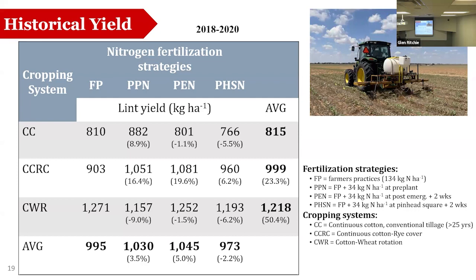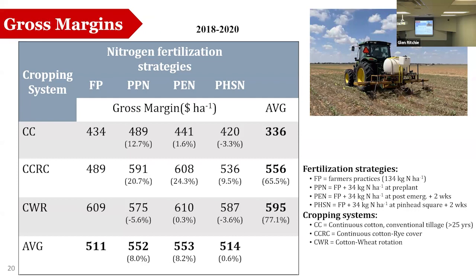from a farmer's perspective. And then if we look at the gross margins, we see a similar trend where in the rye system, we're getting about an extra quarter on our gross margins. But another interesting thing to look at is that if we look at the system averages, we're having a 77% increase in our gross margins in the rotation compared to the conventional system.